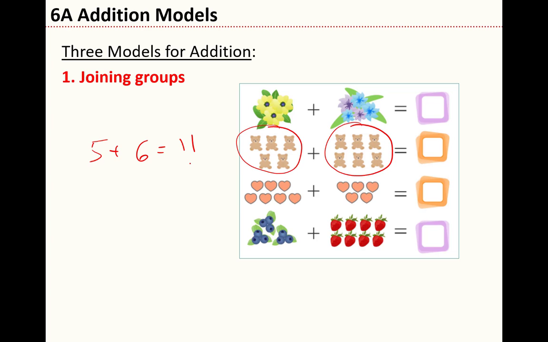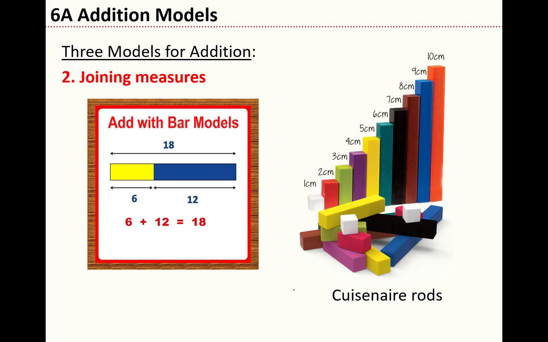The next model, a little more sophisticated than joining groups, is joining measures. Whereas groups means I have discrete objects that I'm counting up, with measures, it's a continuous quantity that I'm working with. For example, I might have a bar that's 6 inches long and a bar that's 12 inches long. And when I place them together, I get a new length that is 18. The 6 and the 12, those aren't actual objects that we're counting. I don't really have 6 of something that I can hold in my hand or 12 of something that I can hold and count. Lengths are continuous. You can imagine someone runs for 3 miles and then runs for 5 miles. How many miles do they run altogether?